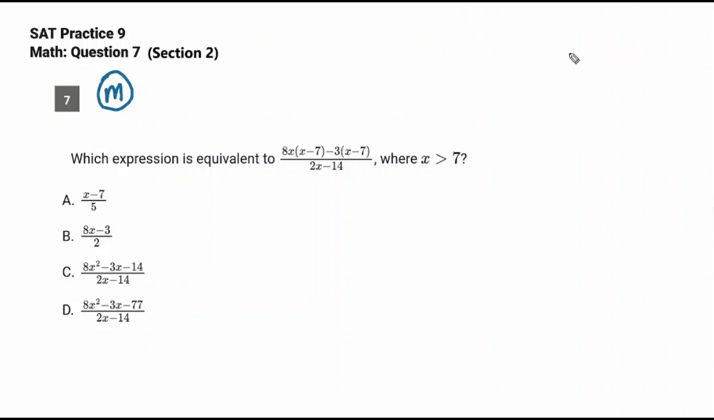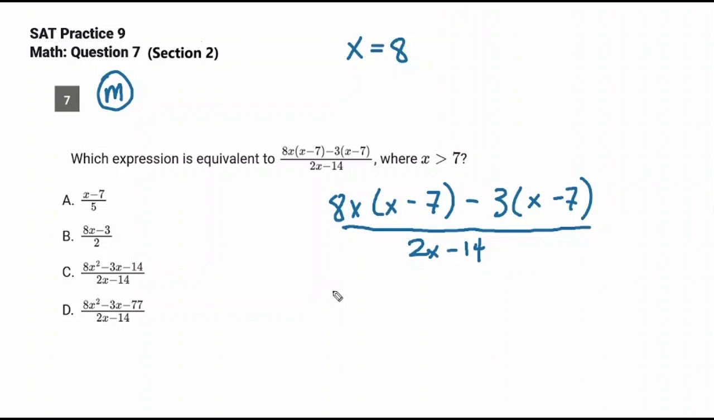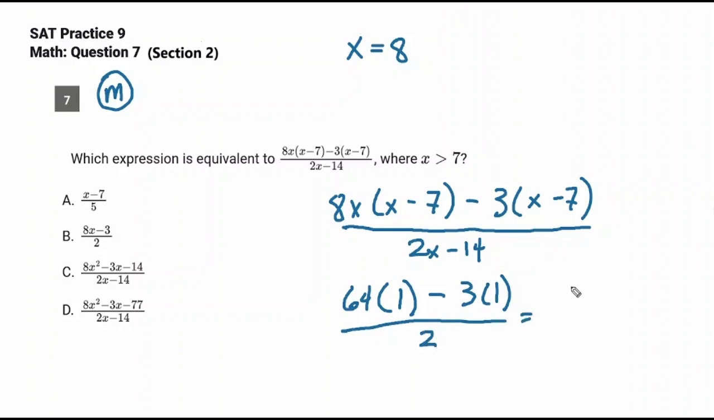All you got to do is make up an x that follows the rule. Got to be bigger than 7. How about x equals 8? So we're just going to plug in here. I'm going to rewrite this whole thing. You don't have to rewrite the whole thing. Just makes it easier for us to do. So 8 times x is 8 times 8, 64. X minus 7 is 8 minus 7, so times 1. Minus 3 times, already did that, 1 over 2 times x is 2 times 8, 16 minus 14, which is 2. So it's 61 over 2. Circle 61 over 2. That's what we're looking for.